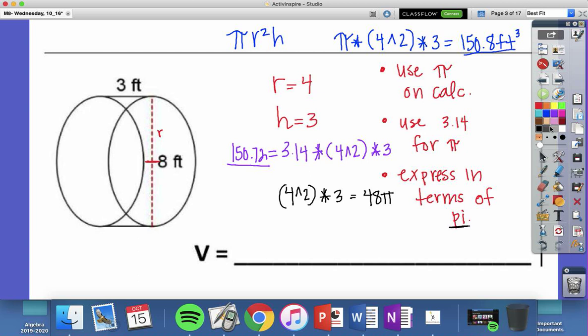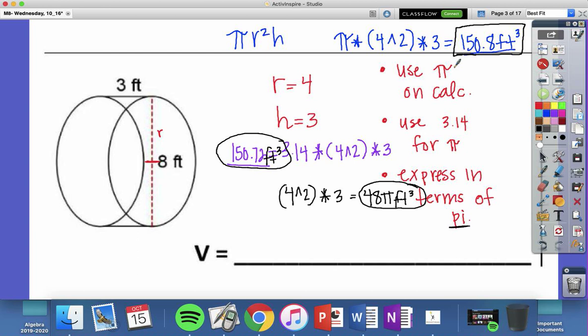So all of these are the correct answer. These are all the volume: 150.8 feet cubed, 150.72 feet cubed, or technically 48 pi feet cubed. These are all the correct answer. It just depends on how they tell me to work the problem out.